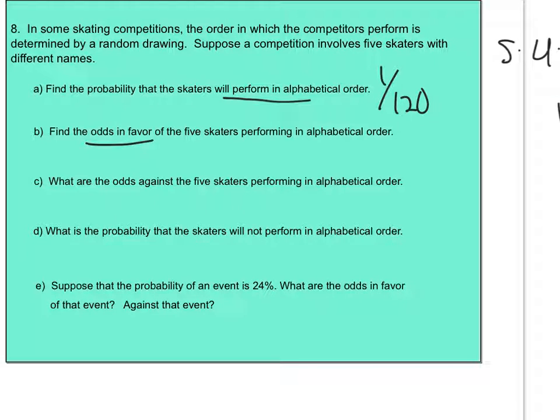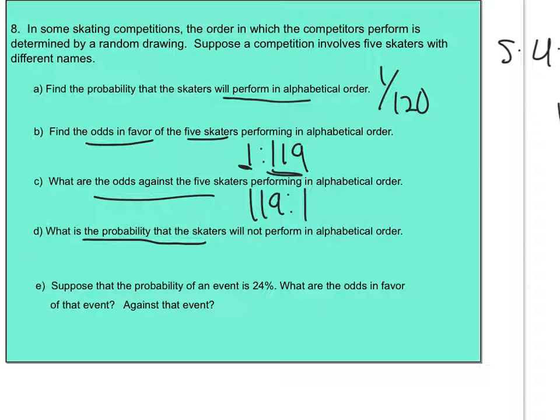Find the odds in favor of the 5 skaters performing in alphabetical order. That's going to be 1 to 119. See the difference? This is the one way it would work, and this is every single way it wouldn't work. So the odds against the 5 skaters would be 119 to 1. Then the probability the skaters will not perform in alphabetical order is 119 out of 120.